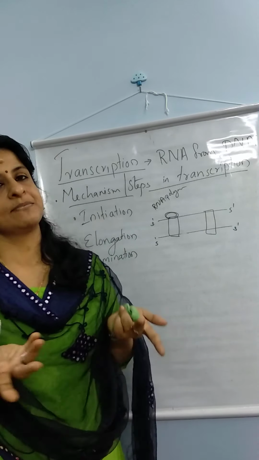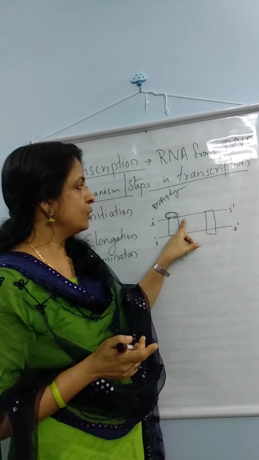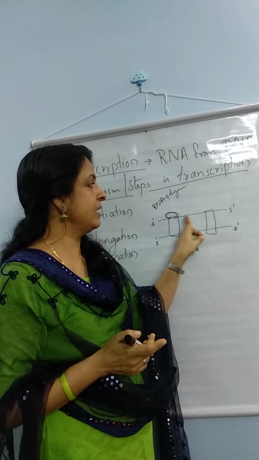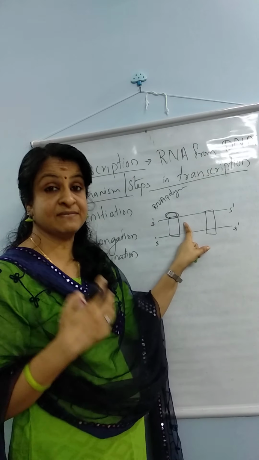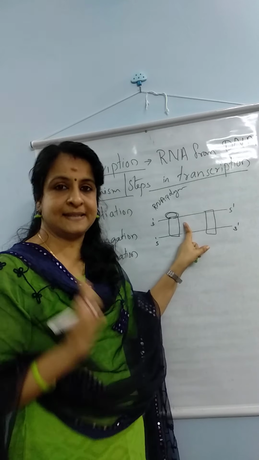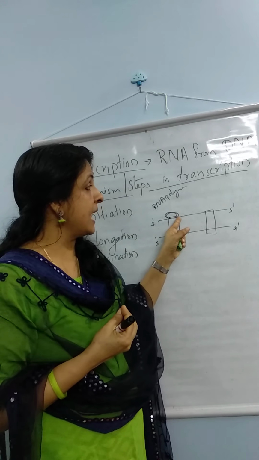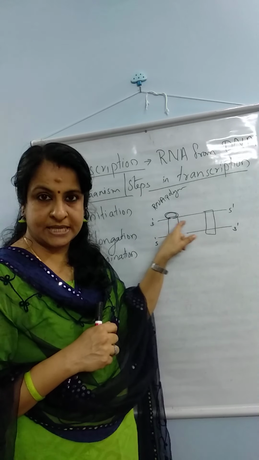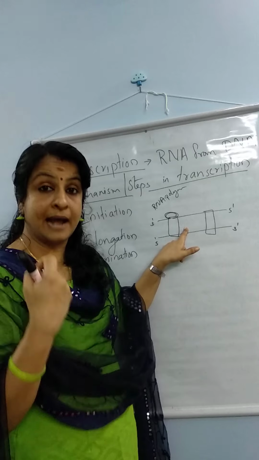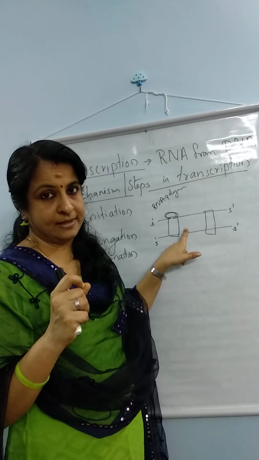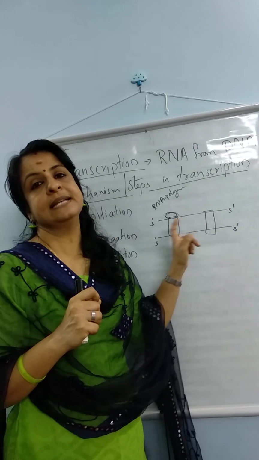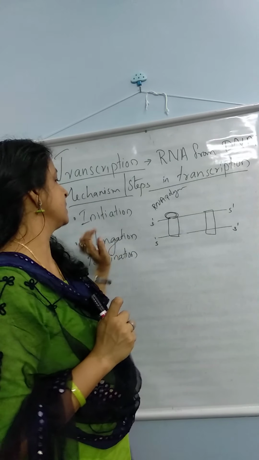Then, the second step is elongation. What is happening during elongation? During elongation, the RNA polymerase will be moving like this. At that time, RNA polymerase catalyzes the polymerization of ribonucleotides complementary to those present in the DNA, and a new mRNA or RNA is formed. So in the elongation process, the structural gene is copied down. The ribonucleotides complementary to the nucleotides in the structural gene are joined, that is polymerized, and an mRNA or an RNA is formed. That is called elongation.